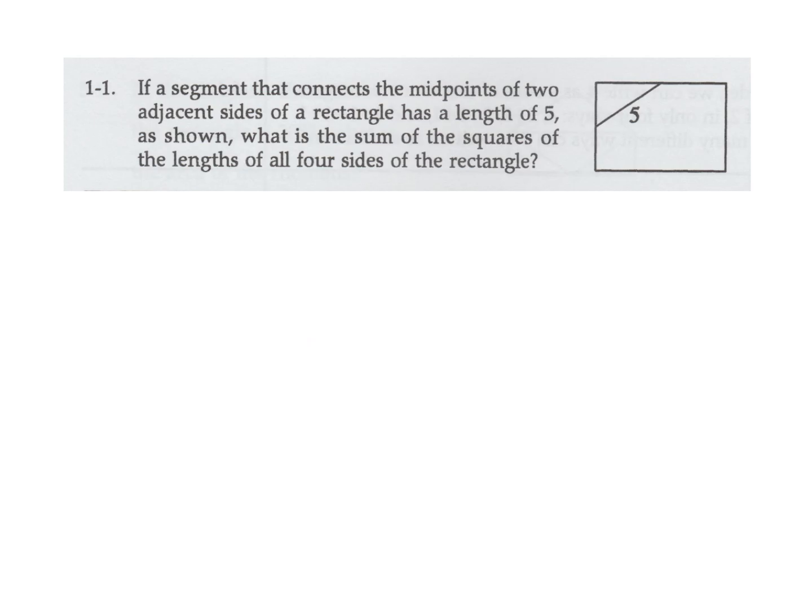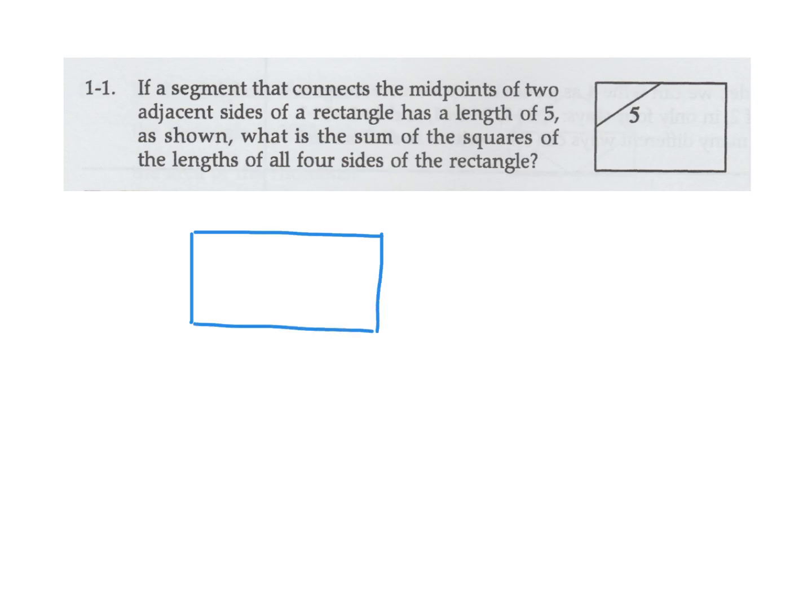If a segment that connects the midpoints of two adjacent sides of a rectangle has a length of 5, as shown, what is the sum of the squares of the lengths of all four sides of the rectangle? Well, let's draw a diagram and then let's work from there. So let me just sketch this.